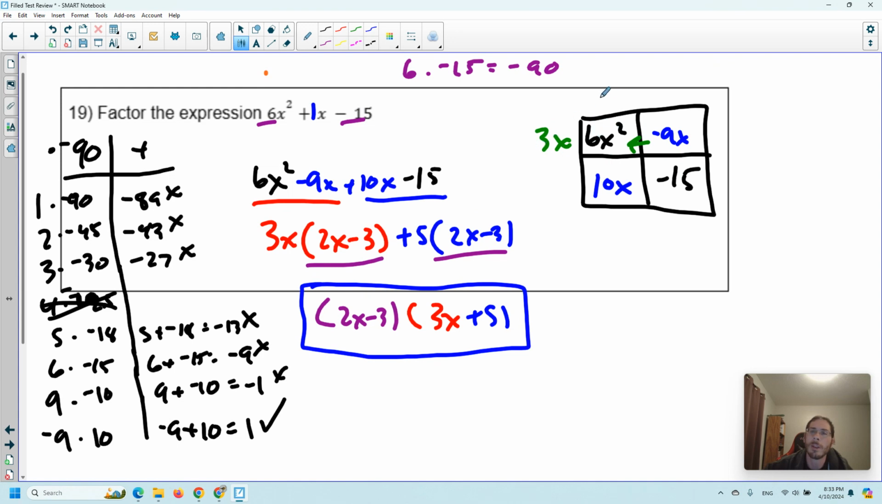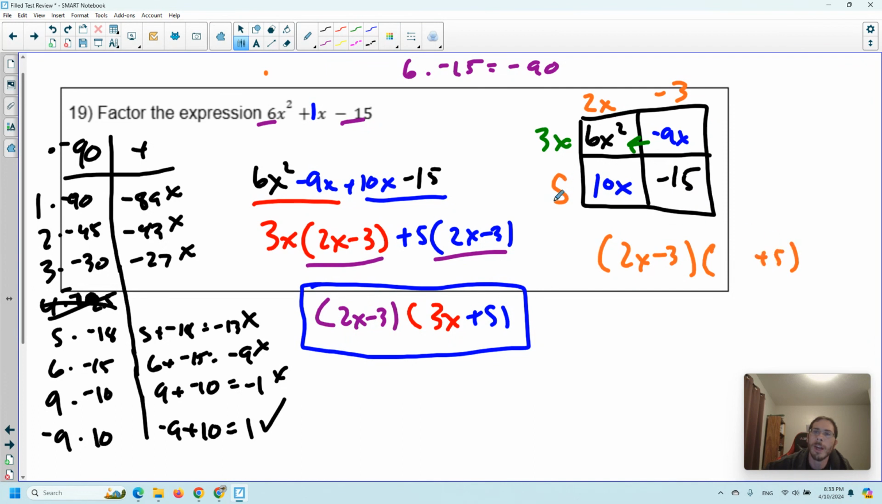6x squared divided by 3x is 2x. Negative 9x divided by 3x is negative 3. 10x divided by 2x is 5. Negative 15 divided by negative 3 is 5. Okay, so that works out. So we get 2x minus 3. There we go. Perfect. That's what we want.